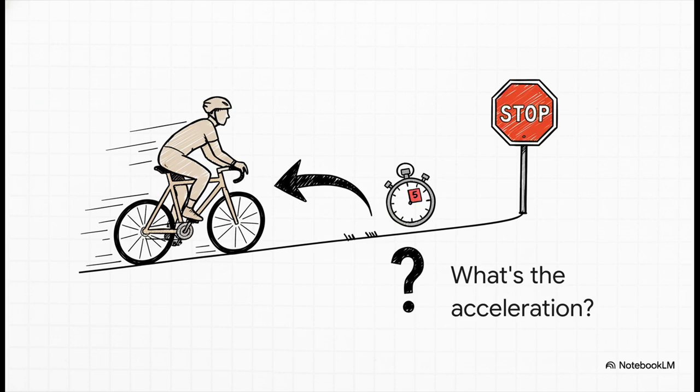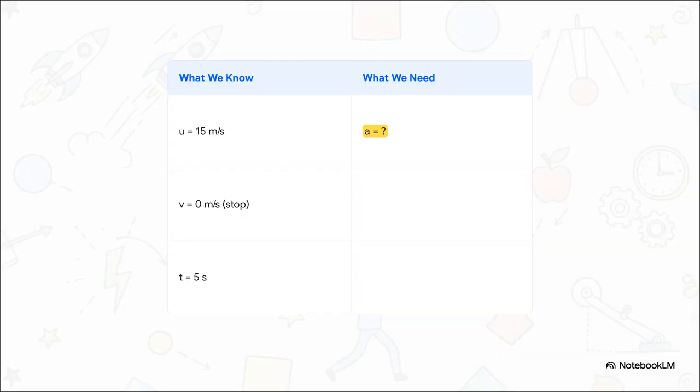This time, we want to find their acceleration, or you could say their deceleration. Okay, same process. Let's break it down. We know their starting speed, u, and that phrase, "comes to a stop," is another one of those big clues. It tells us the final speed, v, is 0. And we know the time, t. So our only mystery variable here is the acceleration, a.